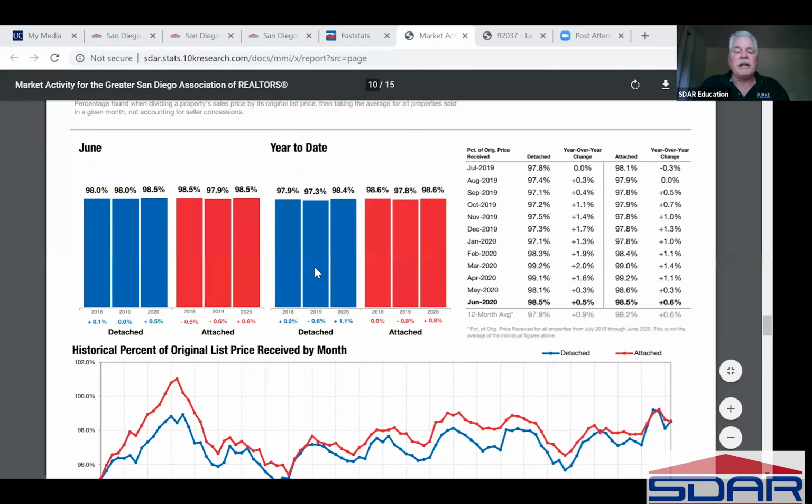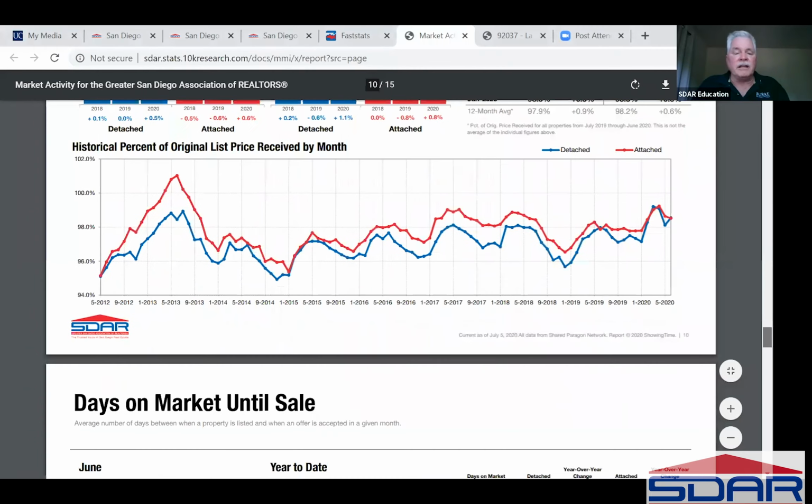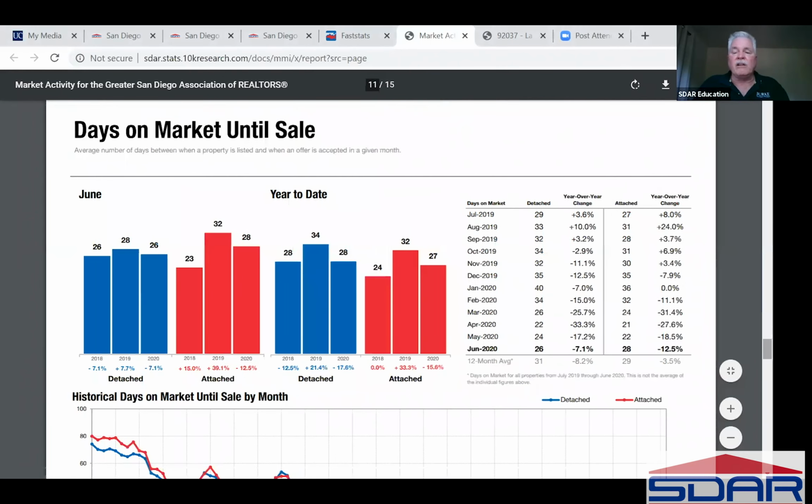Okay. All right. I guess these numbers here can't get much higher, right? I mean, they're at 98.6% here, 98.4. I mean, you're getting close to 100. You can't go over 100. Look at these. Look at this. Right. Okay. Days on the market until sale. How long is my market time?